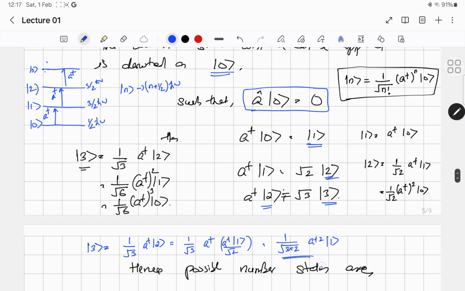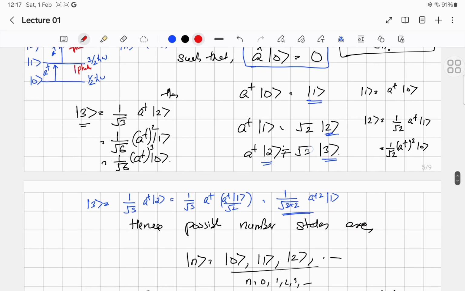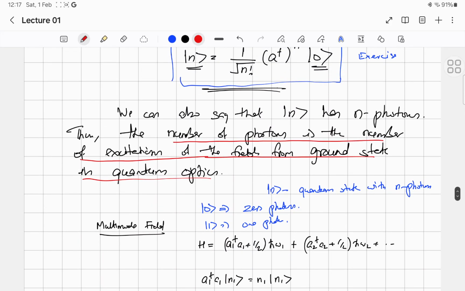So ket 0 to ket 1 is basically the system excited once. Once the system is excited once, we have 1 photon. If the system is excited twice, we have 2 photons. So here we have 1 photon, and we have 2 photons here, and we have 3 photons here, and so on. So basically the number of photons is the number of excitations of the field from the ground state. So in the language of quantum optics, the number of photons is the number of excitations of the field from the ground state.